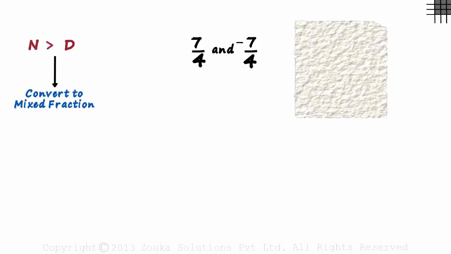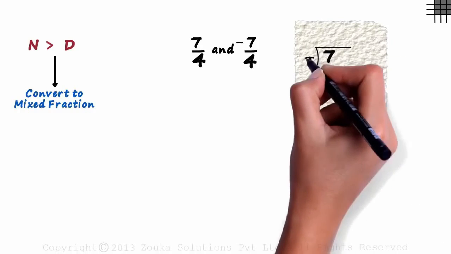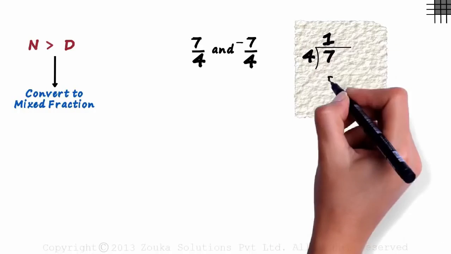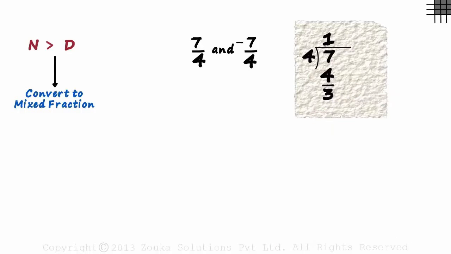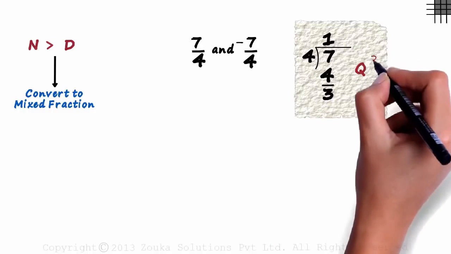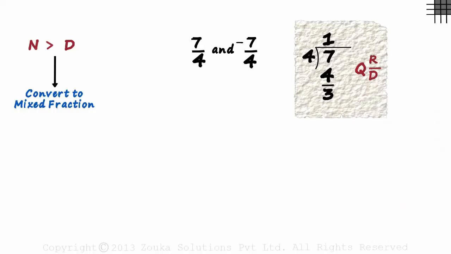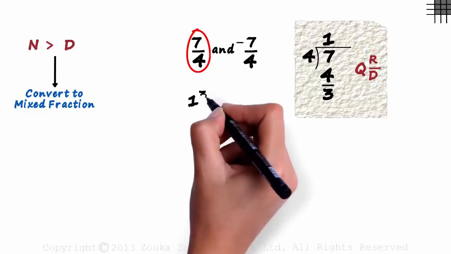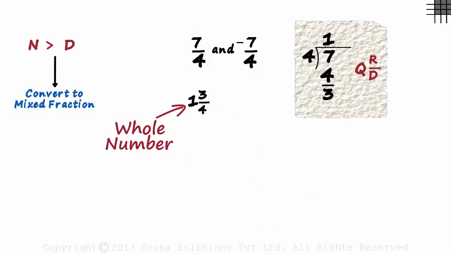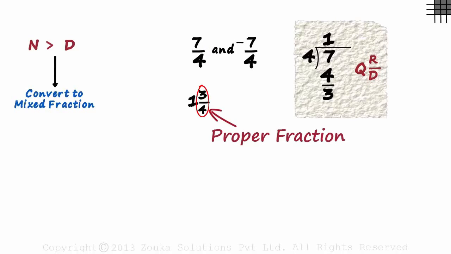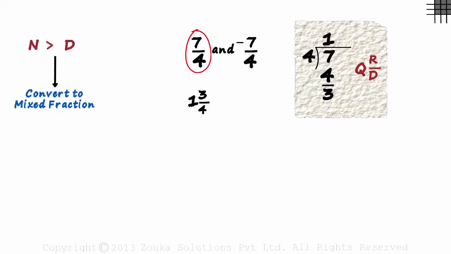We only have to divide 7 by 4. We get the quotient as 1 and the remainder as 3. So we write the mixed fraction as quotient, remainder by divisor. This is the whole part and this is the fractional part. So we can write 7 by 4 as 1 3 by 4. 1 is called the whole number part and 3 by 4 is called the proper fraction part. Each of the three numbers 1, 3 and 4 tell us something about where 7 by 4 is plotted on the number line.